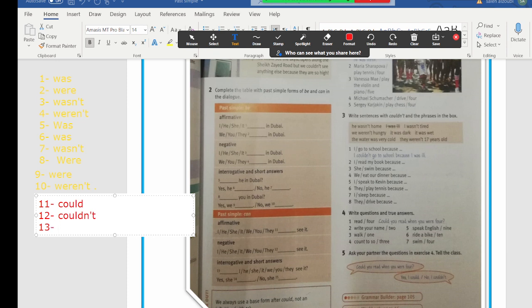Interrogative and short answers. The sentence has a blank in the question: I, he, she, it, we, you or they. See it. You see it. Number 14. Yes, she could. No, she couldn't.